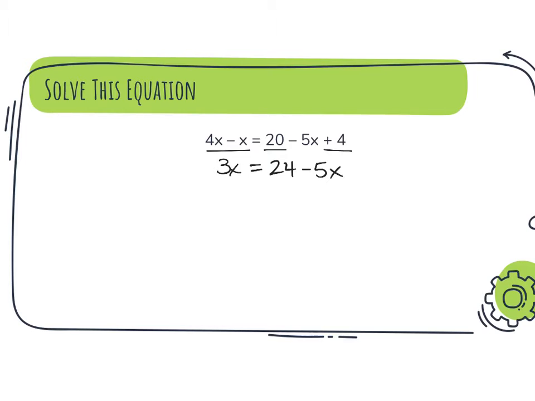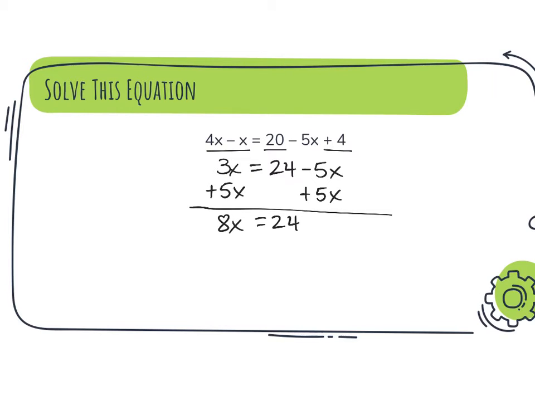Now we want to get all of the variables on one side and all of the constant terms, or the numbers, on the other side, and we can do this by adding 5x to both sides. When I do this, I can pair that 5x with this negative 5x on the right side, and they would zero out, and we would have 24 left on the right side. On the left side, we can combine 3x plus 5x to give us 8x.